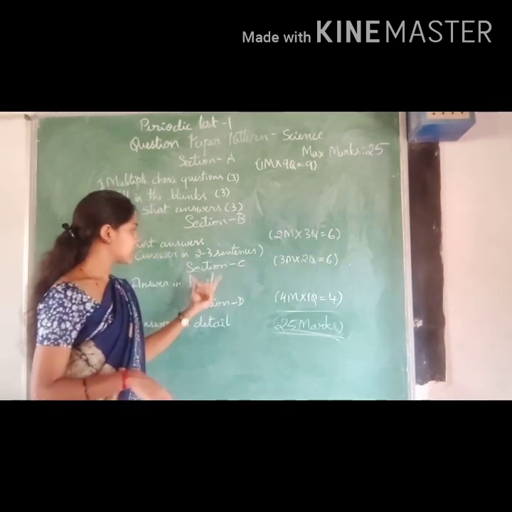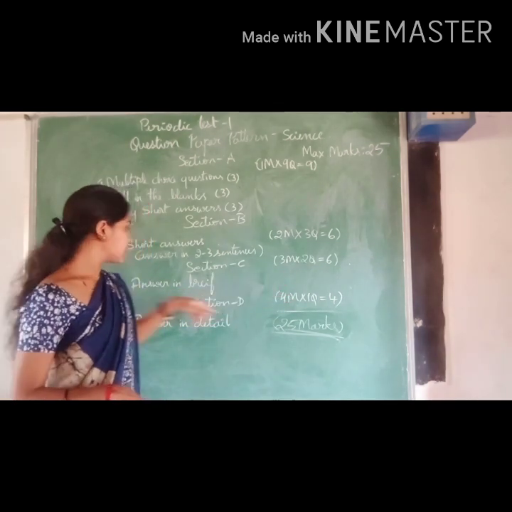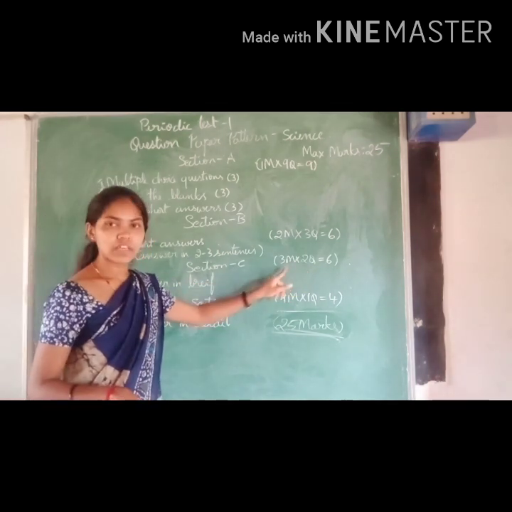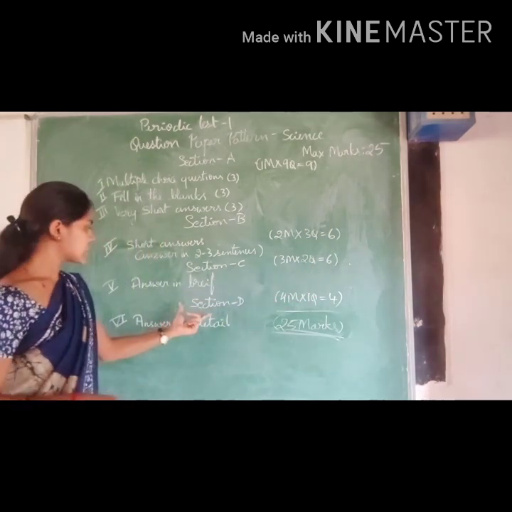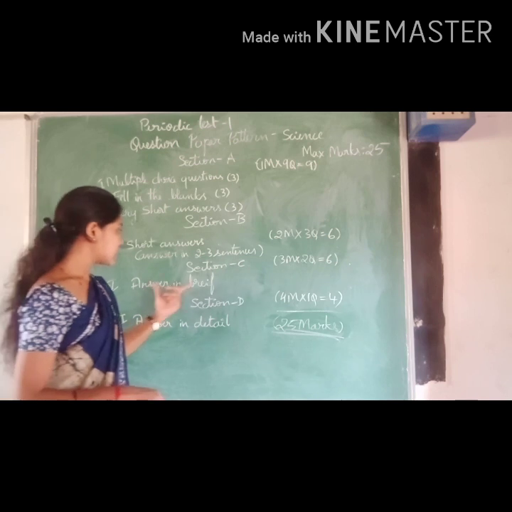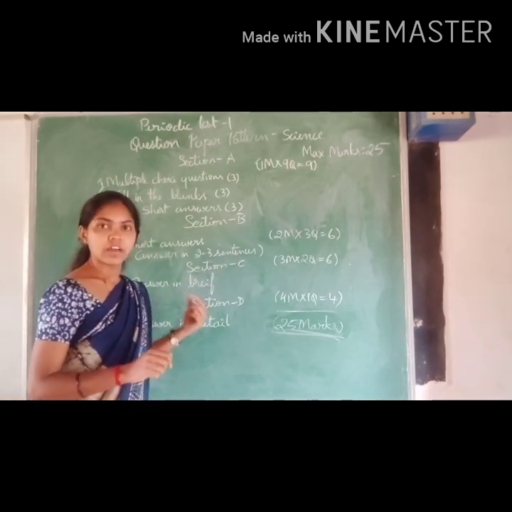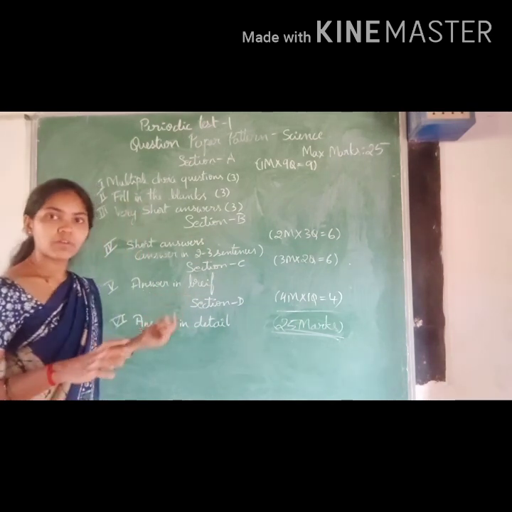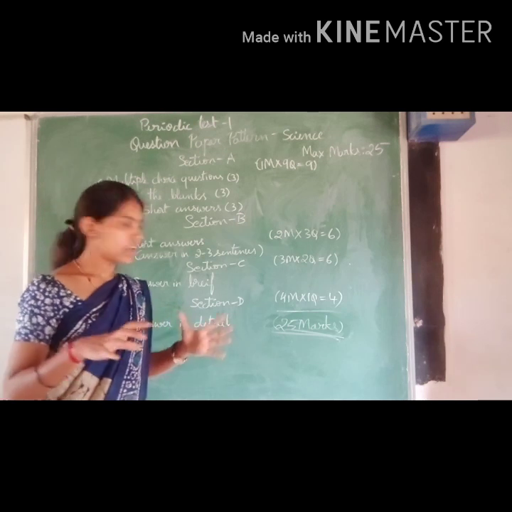Then in section C, 3 mark questions will be there. 2 questions, 3 marks each, total 6 marks. In section C you have to answer in 3 sentences. Answer in brief, only 2 or 3 sentences, only that much. Don't write a paragraph answer.